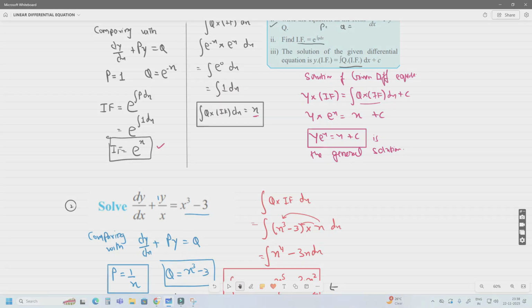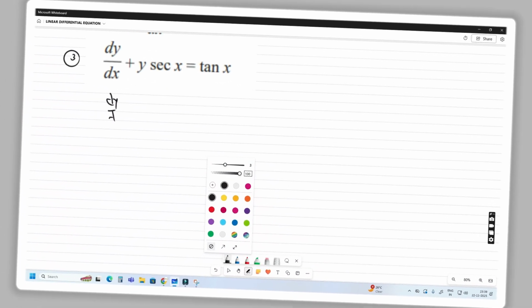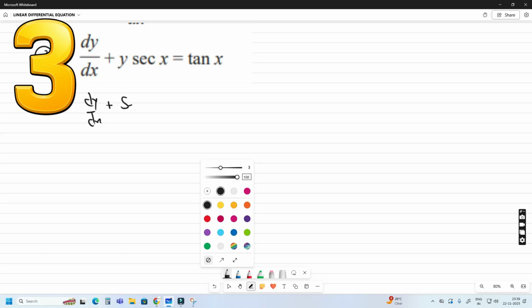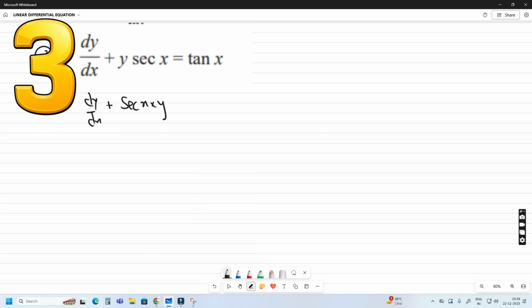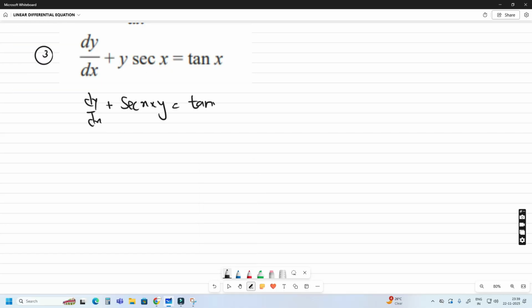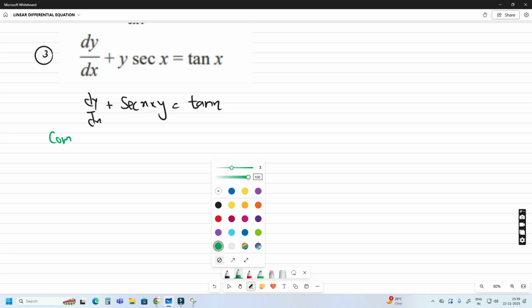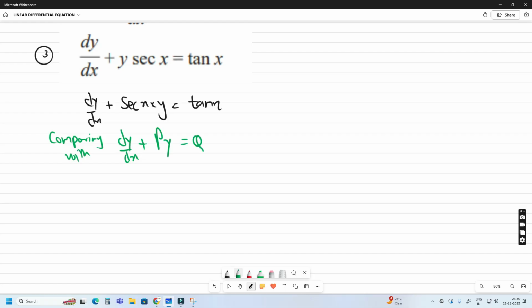Let's take a trigonometric sum. dy by dx plus y sec x, we can also write as sec x into y, so sec x into y, so that it becomes in the standard form. So the first step we will do over here, comparing with, is equal to Q. So the P value you get over here is sec x, and then the Q value you got is tan x. Okay, so we got P and we got Q.